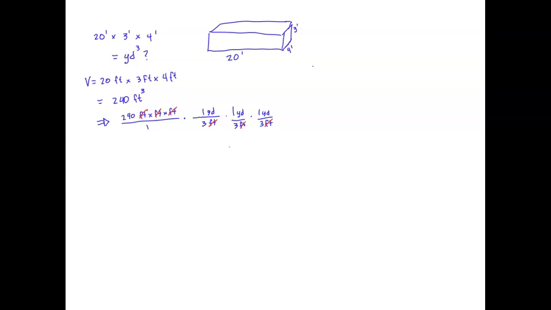So again, you multiply out the numerator, you multiply out the denominator, and then you divide the two. So what I mean is this ends up being 240 over 3 times 3 times 3, which is 27 cubic yards, right? So 240 divided by 27, 8.89 cubic yards.